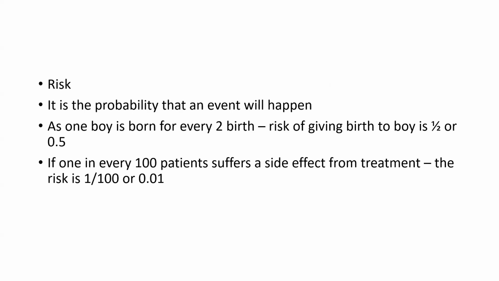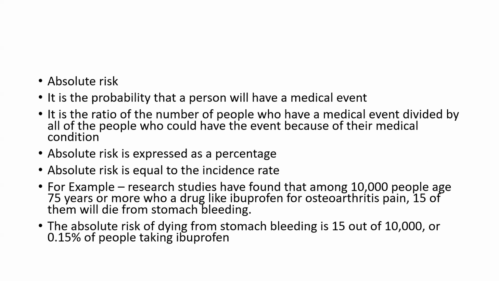Now the risk. It is the probability that an event will happen. As one boy is born for every 2 births, the risk of giving birth to a boy is half or 0.5. If 1 in every 100 patients suffers a side effect from treatment, the risk is 1 by 100 or 0.01. Absolute risk.